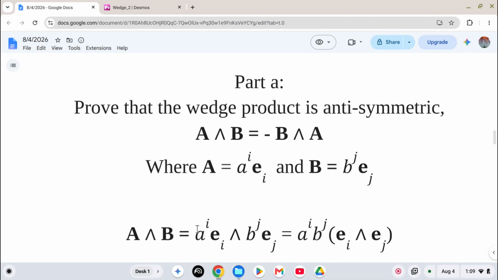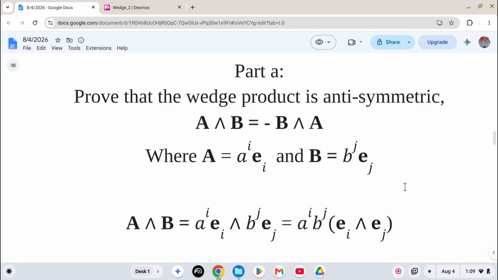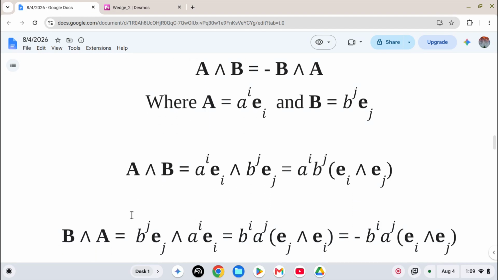So A wedge B, we pull the components out front, we just get EI wedge EJ. Now let's do the opposite, which is B wedge A. So B wedge A. Pull the components out front, we get EJ wedge EI. Remember the rule, when we flip these, we pick up a negative. So now we've got the same wedge product here, right? And the order of these products doesn't matter. So this is the negative of that.